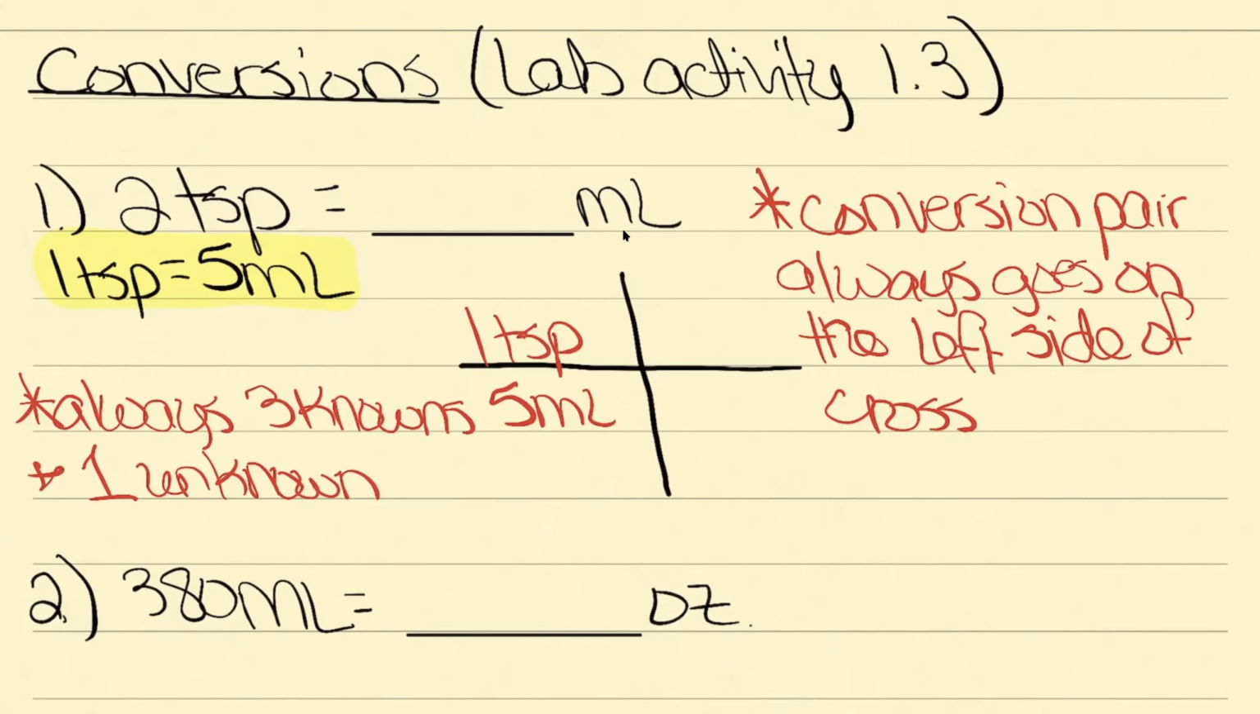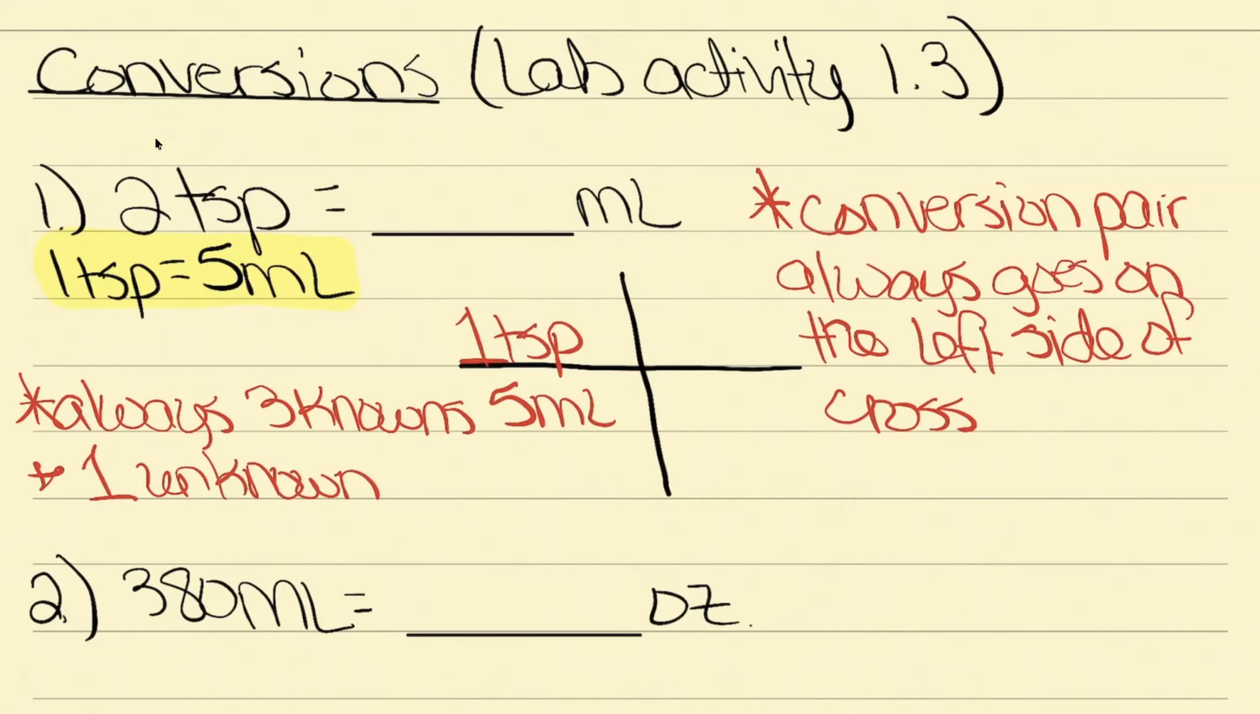So you have to look at it like that. So this right here is my conversion pair, and it went on the left side of the cross. So left side of the cross. 1 teaspoon equals 5 milliliters. And so then this is 2 of the 3 knowns that I need.